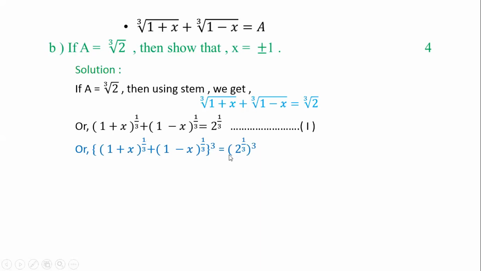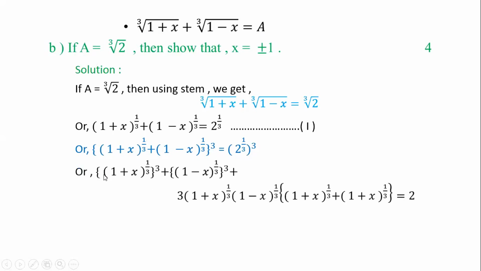Here, first bracket 2 to the power 1 by 3, first bracket cube. So here, if we apply a plus b whole cube formula, then we get this term. Here, first bracket 1 plus x to the power 1 by 3, second bracket to the power 3, plus second bracket 1 minus x to the power 1 by 3, second bracket 3, plus 3 into 1 plus x to the power 1 by 3, first bracket 1 minus x to the power 1 by 3, second bracket 1 plus x to the power 1 by 3, plus 1 plus x to the power 1 by 3, second bracket equal to 2.